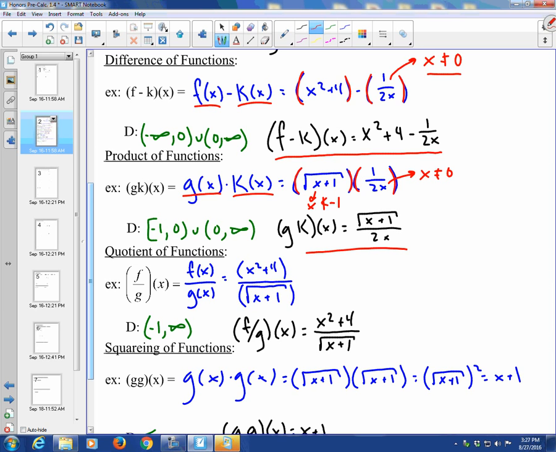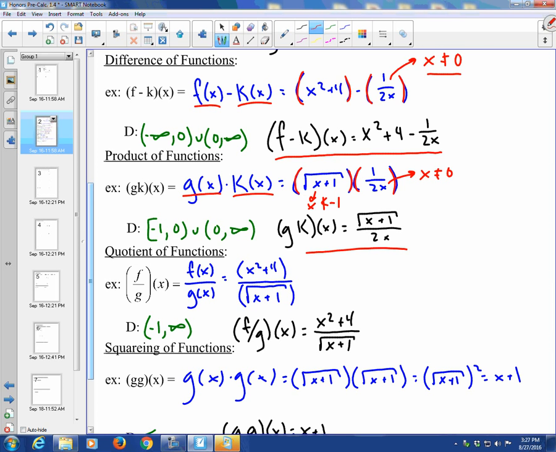So that would be sort of the condensed version of the combination of those two equations with multiplication. Okay, so for our quotient of functions, we've got f of x divided by g of x, which is the equation for f of x divided by the equation for g of x. And right here, we are going to see a new restriction come from this division.